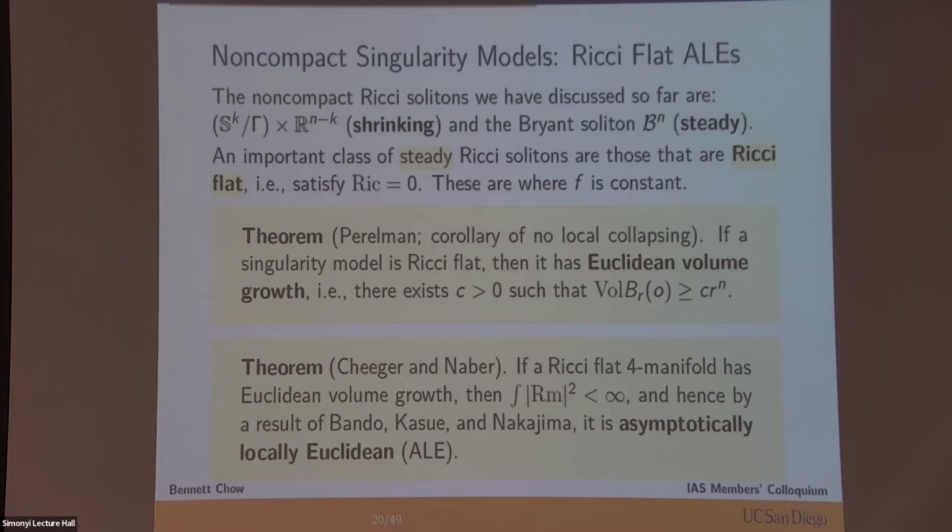And then there's a wonderful theorem of Cheeger and Naber that, together with Bando, Kasue, and Nakajima, says that just from having Ricci-flat and Euclidean volume growth, it must be asymptotically locally Euclidean. Okay, so that's quite remarkable.